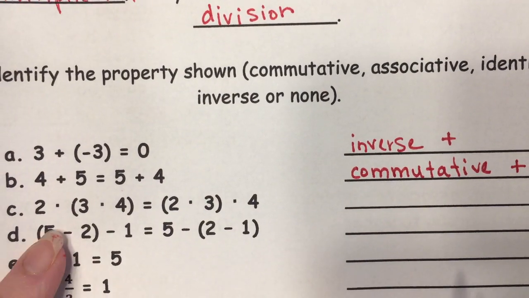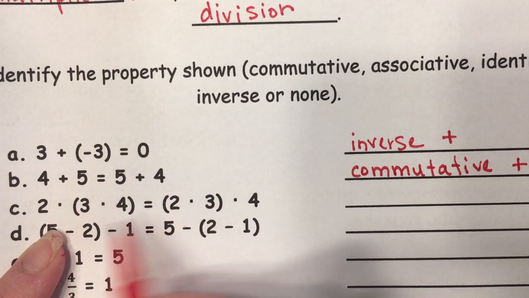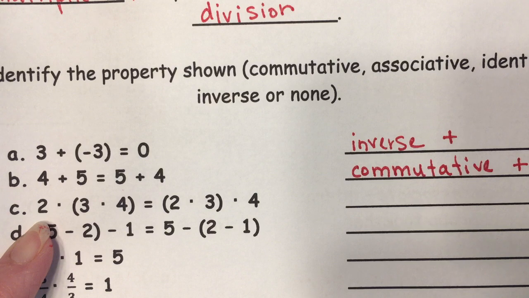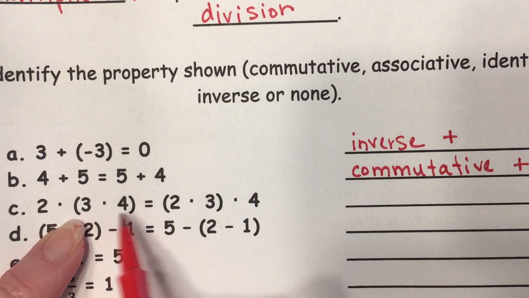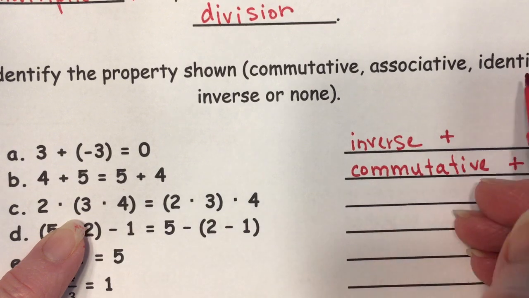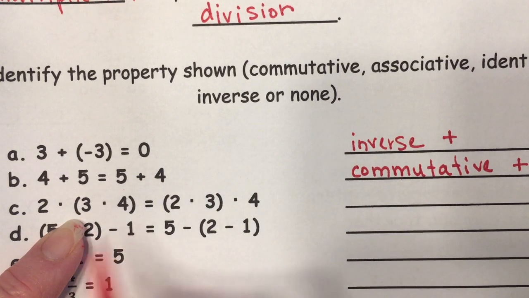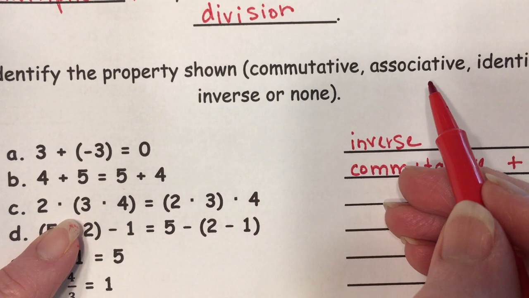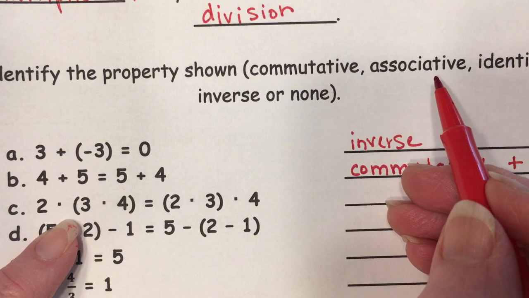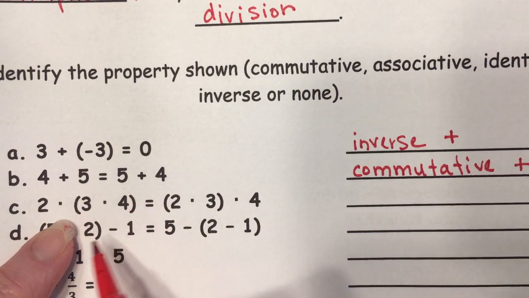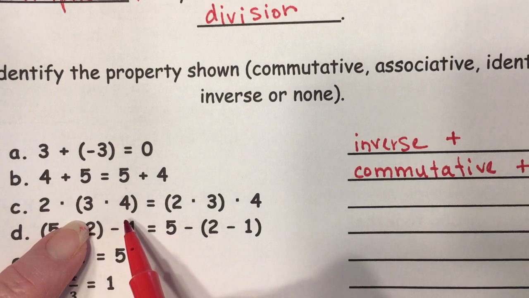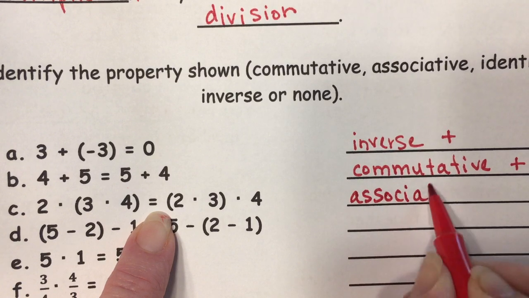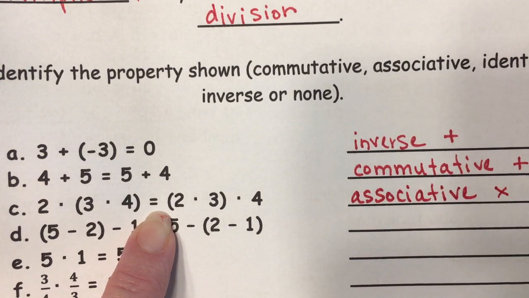For C, I have 2, 3, 4, and 2, 3, 4. Since these numbers are in exactly the same order, I know it's not commutative. I'm not doing any opposites, so it can't be inverse. Identity is when you multiply or add something and you get the same number, so it's not identity. Looks like it should be associative. What did associative have to do with? It's who you hang out with, who you're grouped with. Did the grouping change here? Yes, it did. Here I had grouped 3 and 4, but over here 2 and 3 are grouped. All that changed was the grouping. So this is associative, and this is for multiplication.